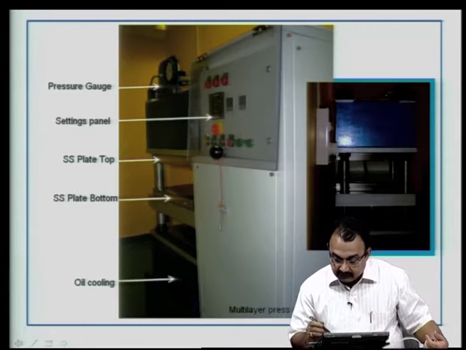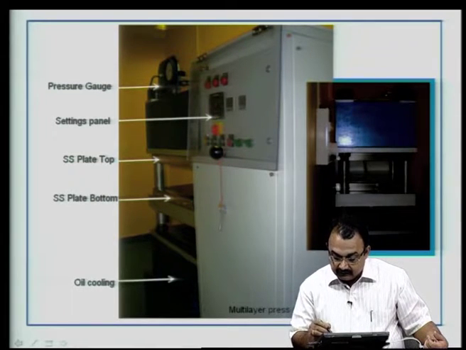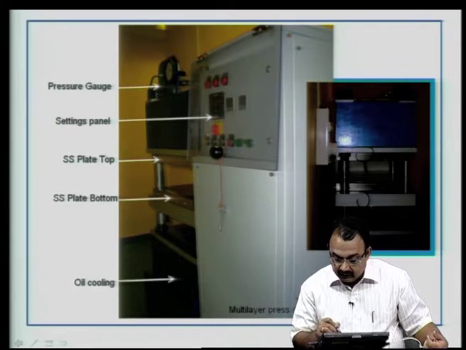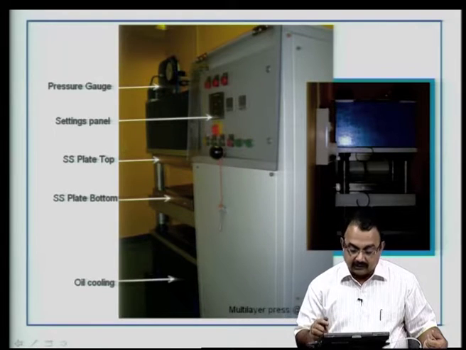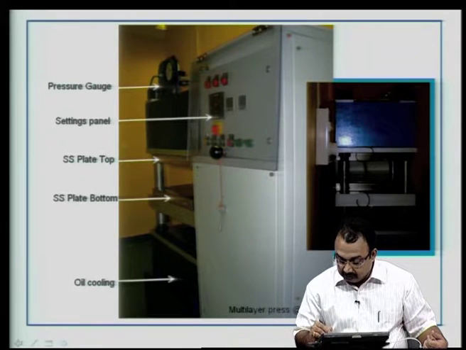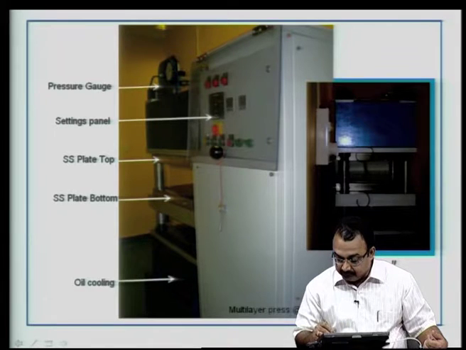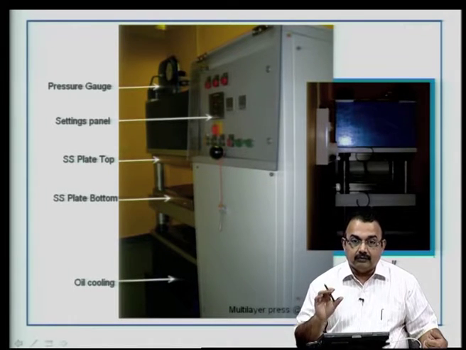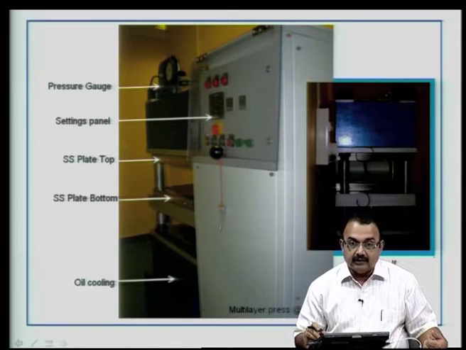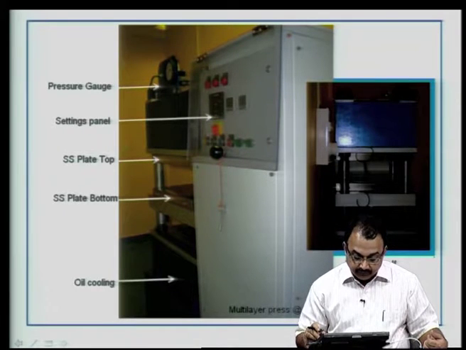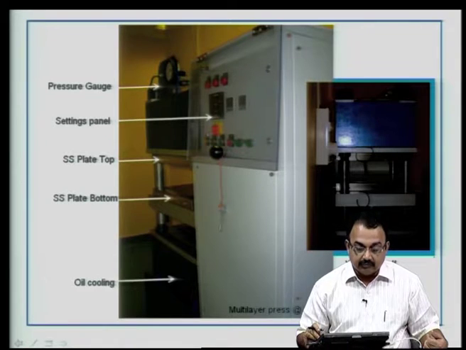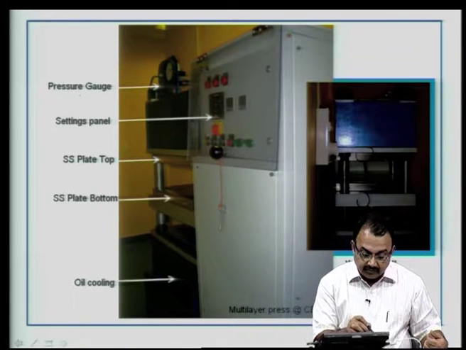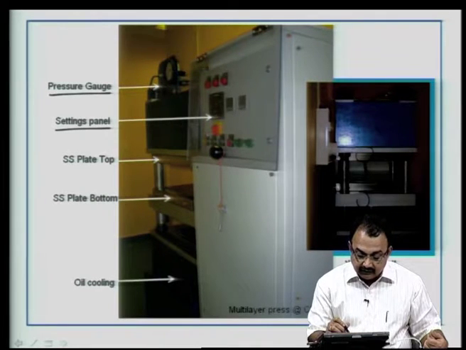So, if you look at this picture, you will see on the right side there are the stainless steel plates here, and in between these, each build up structure is known as a book of laminate material. This will go in between the plates, and then they will be subjected to the appropriate pressure and temperatures. Essentially, the components are a pressure gauge, and on the right side there is a settings panel for the pressure and the temperature.